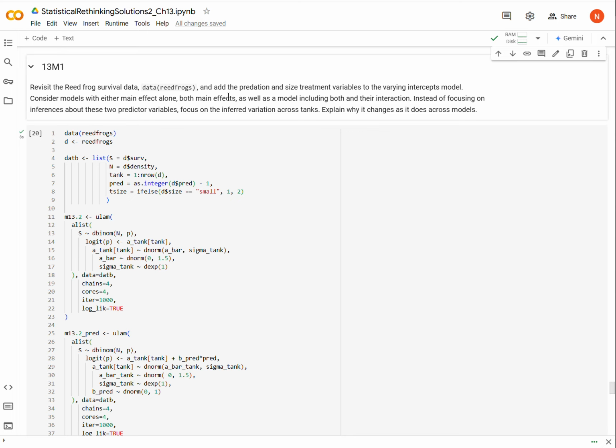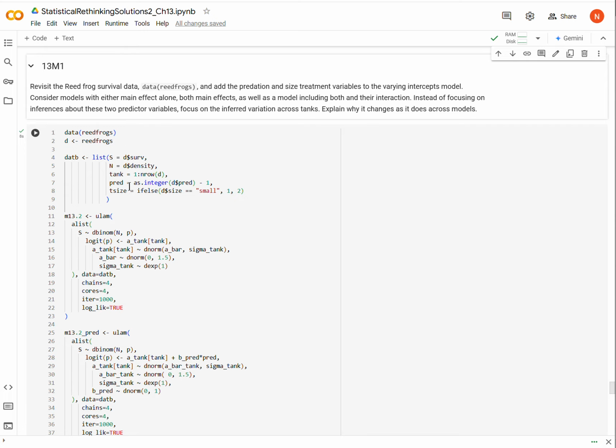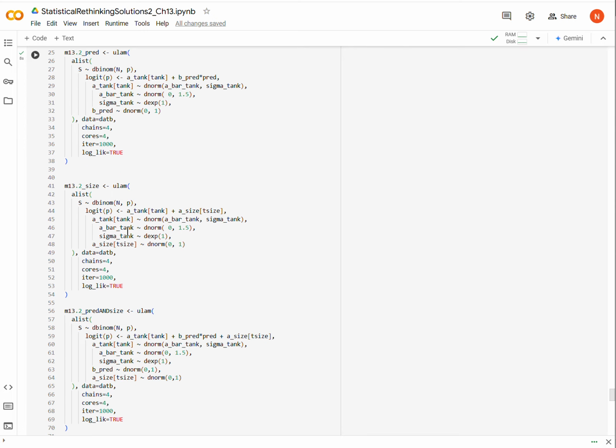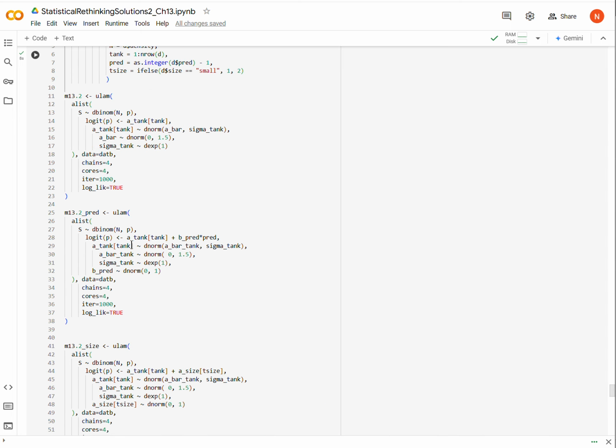We're supposed to consider just the individual main effects: one model with predation, one with size, one with both of these main effects, and then one with interaction terms. We're told not to focus on the inference of the predictor variables across the models, but to instead focus on the variation across tanks, and explain why it changes as it does across the models. You can look at all of this for yourself and dig into these different models.